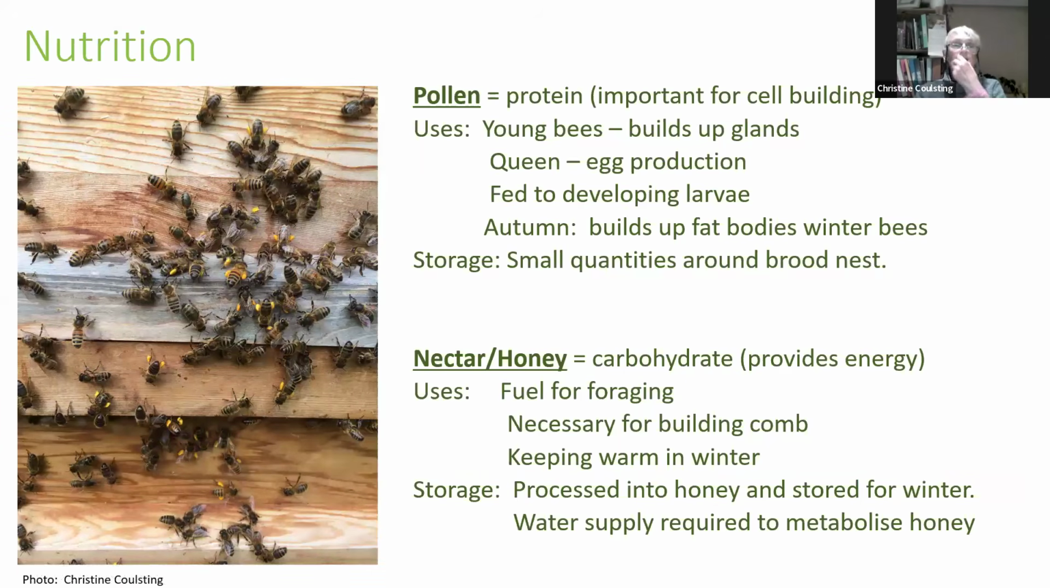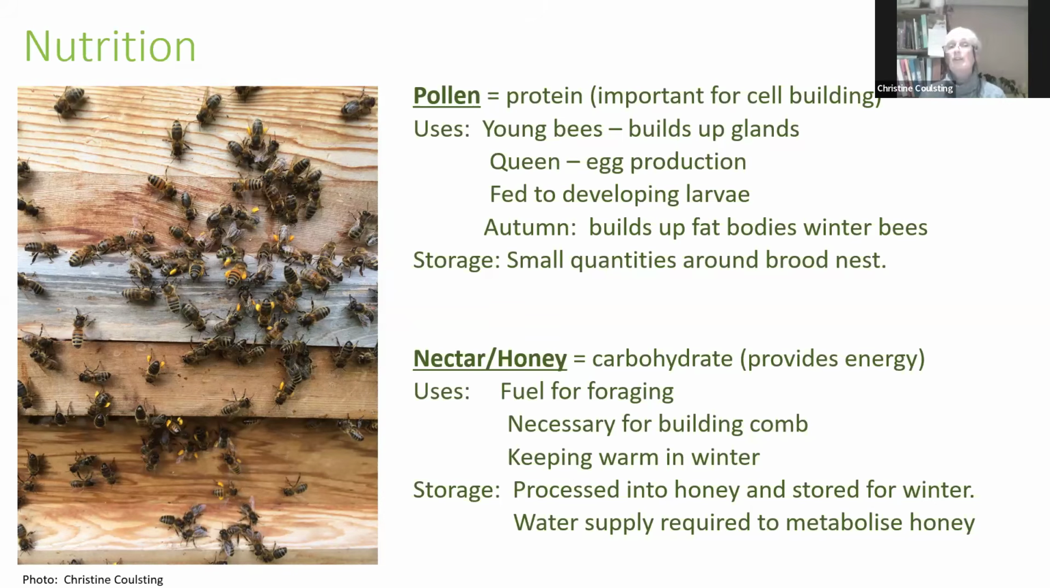Going on to nutrition. So pollen, as we know, is protein, and this is important for cell building. So uses in the hive are young bees for building up the glands, so that hypopharyngeal gland and the mandibular gland, the wax glands, etc. And others, you know, the sting gland has to work, and others as well. Queen is egg production, so she needs a lot of protein to produce those eggs.